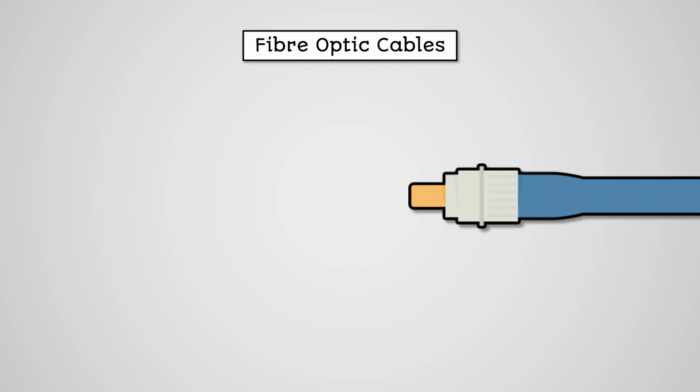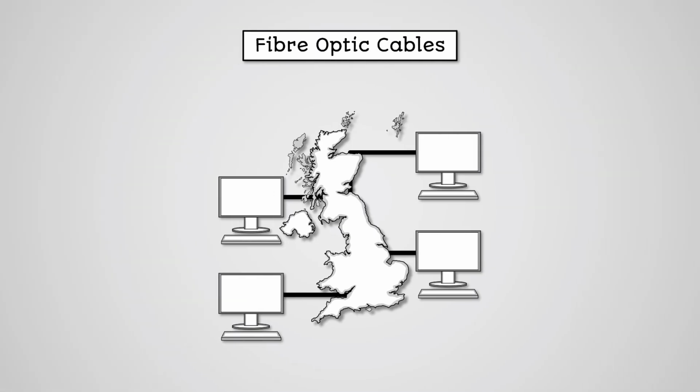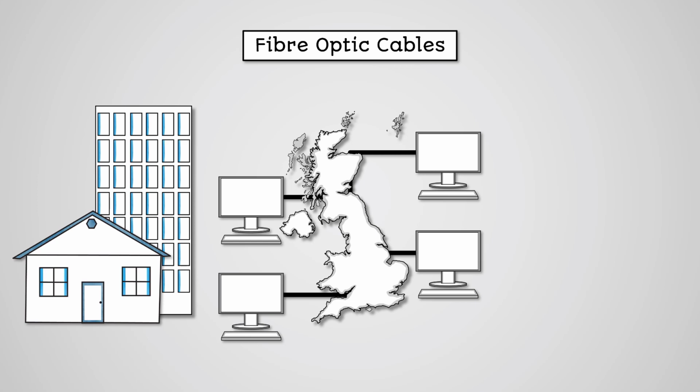Fiber optic cable is a connection method where data is transferred through the use of pulses of light. The cable itself is made of tiny reflective glass or plastic fibers. The light pulses bounce off the reflective surface to transmit down the cable. This is the most common type of connection used in wide area networks. For example, it's used to provide super fast broadband connections to homes and businesses.